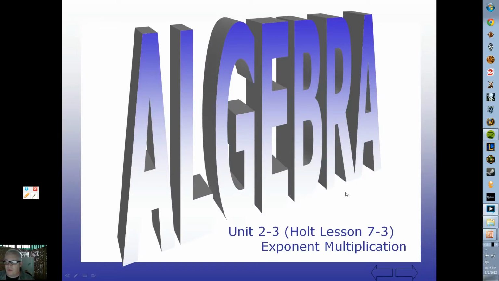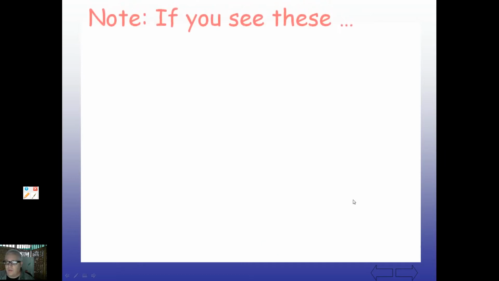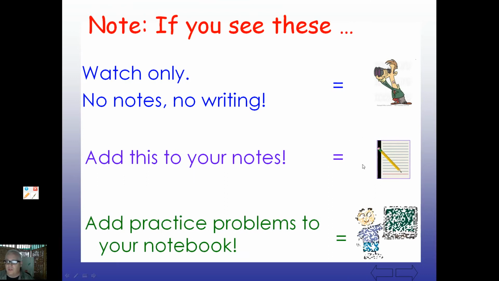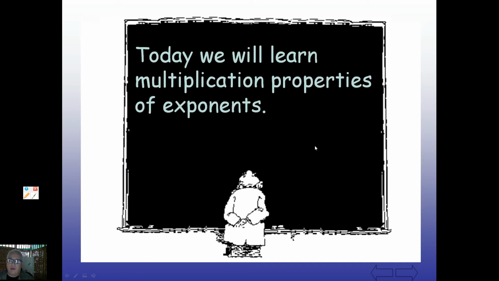Alright then, welcome back. Here we are at Unit 2-3. We're still dealing in our textbook there in Chapter 7, but we're in Unit 2-3, our third lesson in Unit 2 here. So remember, if you see these, here's a little reminder for you. You've got your guide to watch, stuff to put into your notes, and some practice problems. Still in Standard 2.0. Today we'll learn multiplication properties of exponents.